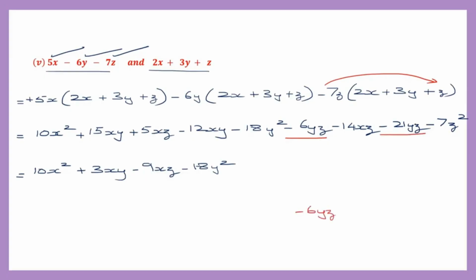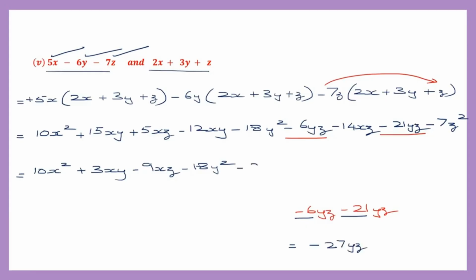Minus 6 and minus 21yz. So again, let's look only at the numbers with the sign. So minus 6 minus 21. When signs are the same, we put the same sign and we add. 6 plus 21 is 27. Write the variables y, z.